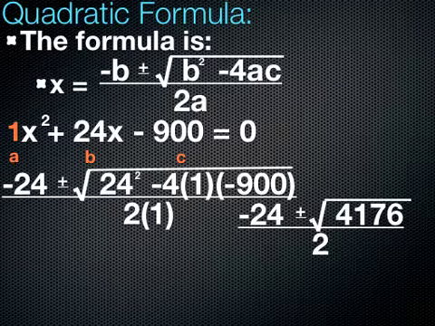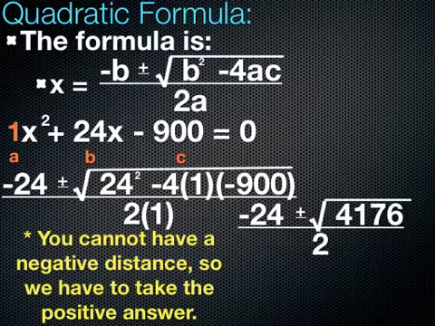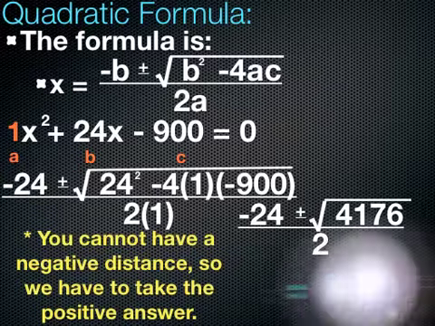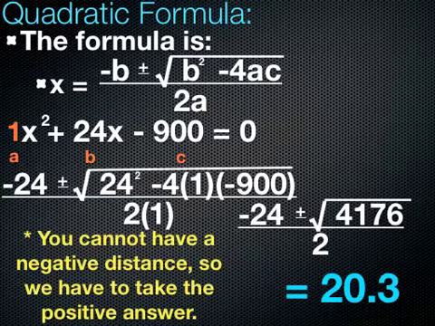But remember here, we're talking about the length of a segment. And when we are talking about length or distance, we're not going to be able to have a negative distance. So we have to take a positive answer here. One of the answers is going to be negative, and one is going to be positive. We only need the positive one for this question. The positive answer that you get when you plug this into a calculator is 20.3, which is found by adding the square root of 4,176 to negative 24 and then dividing by 2.